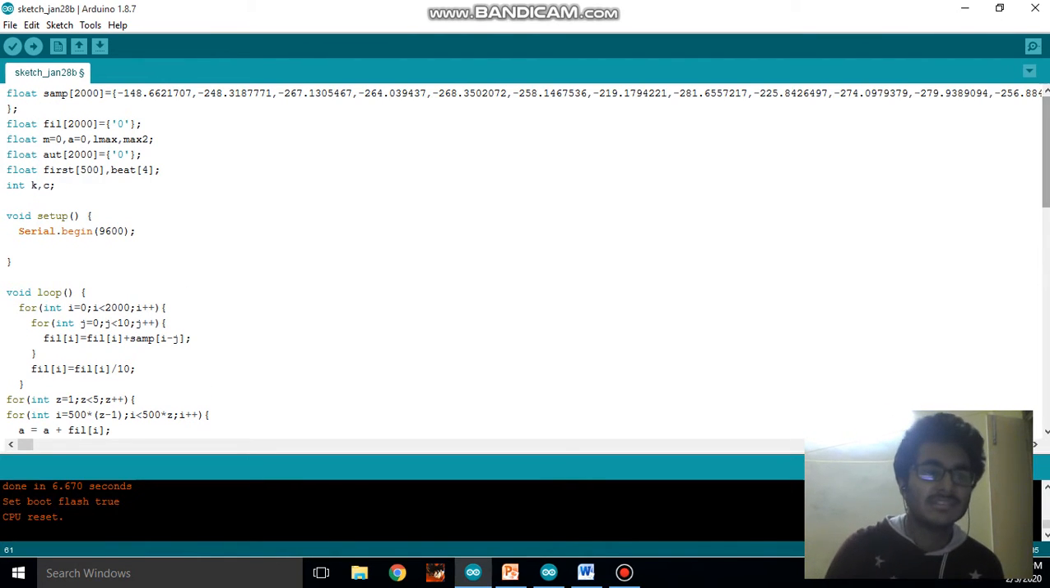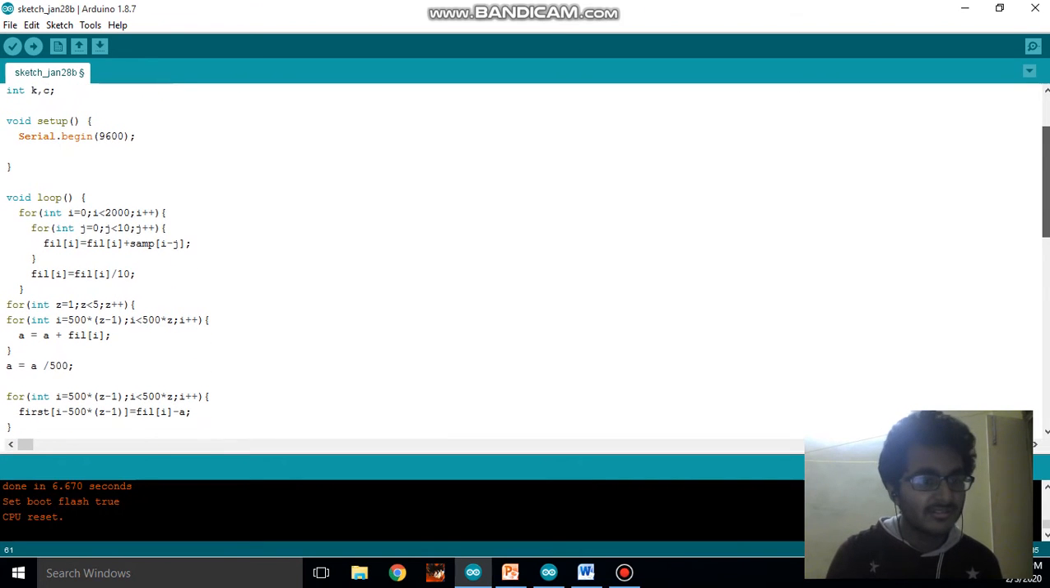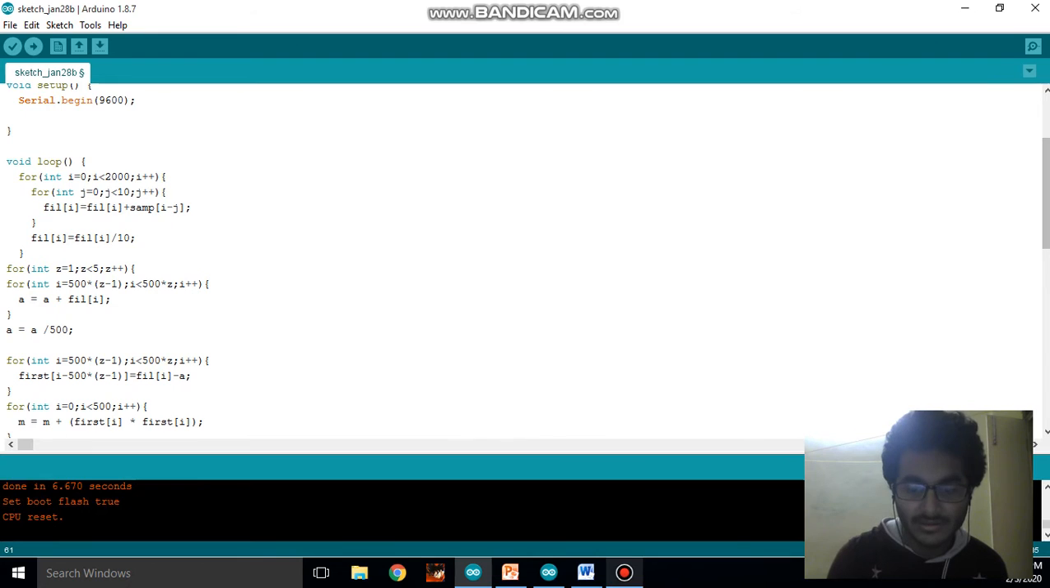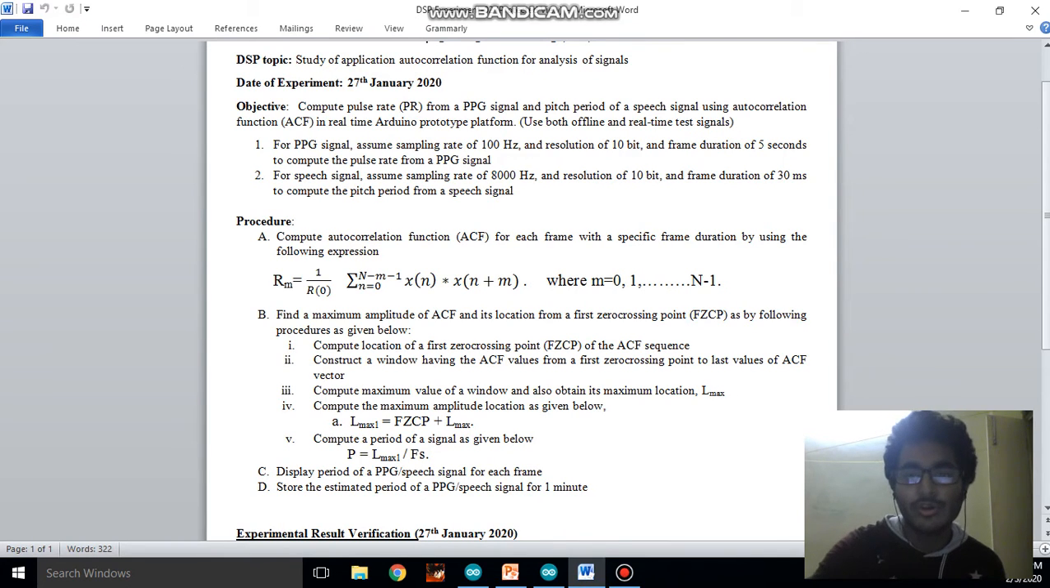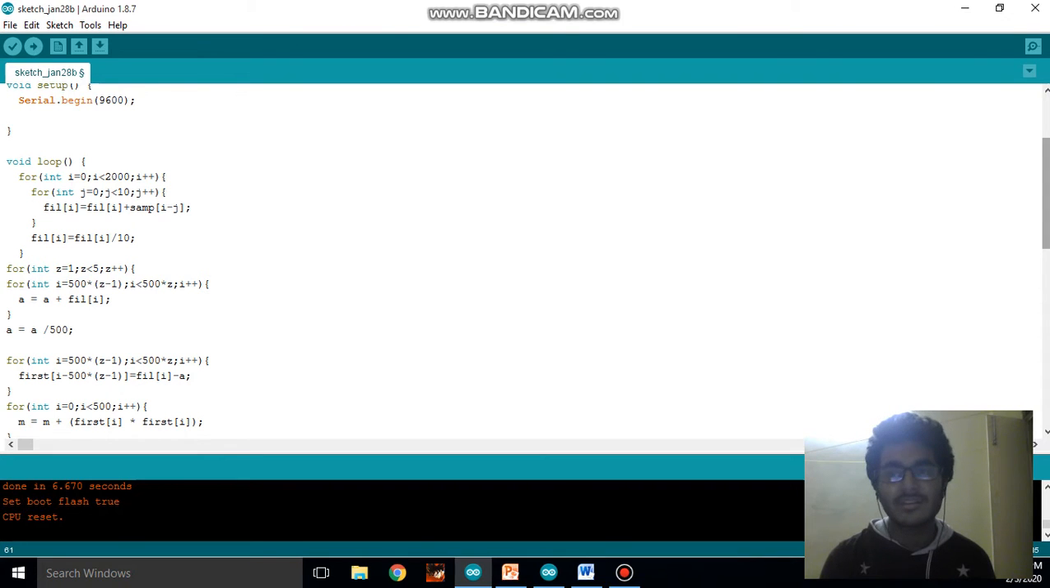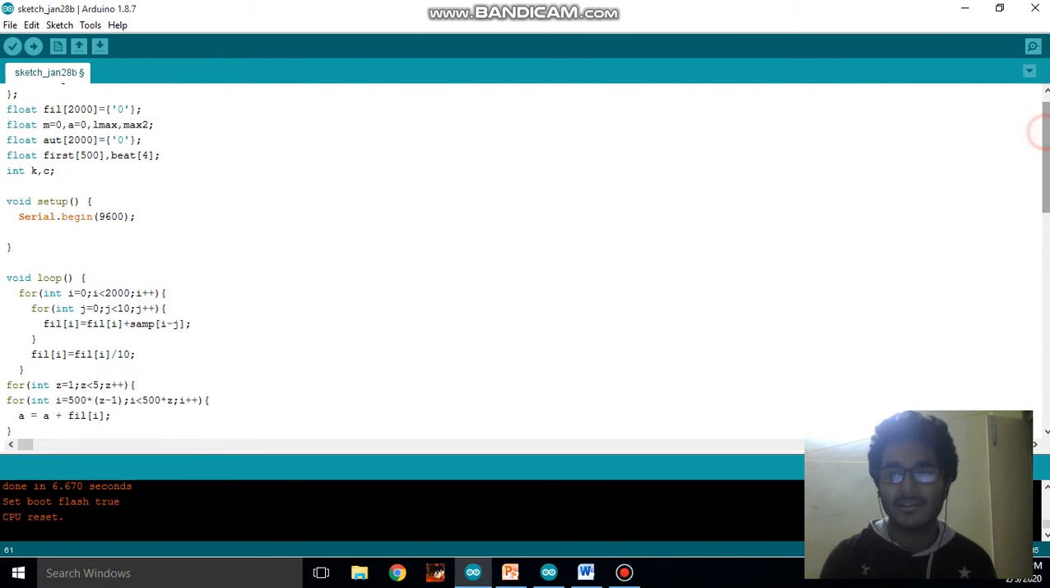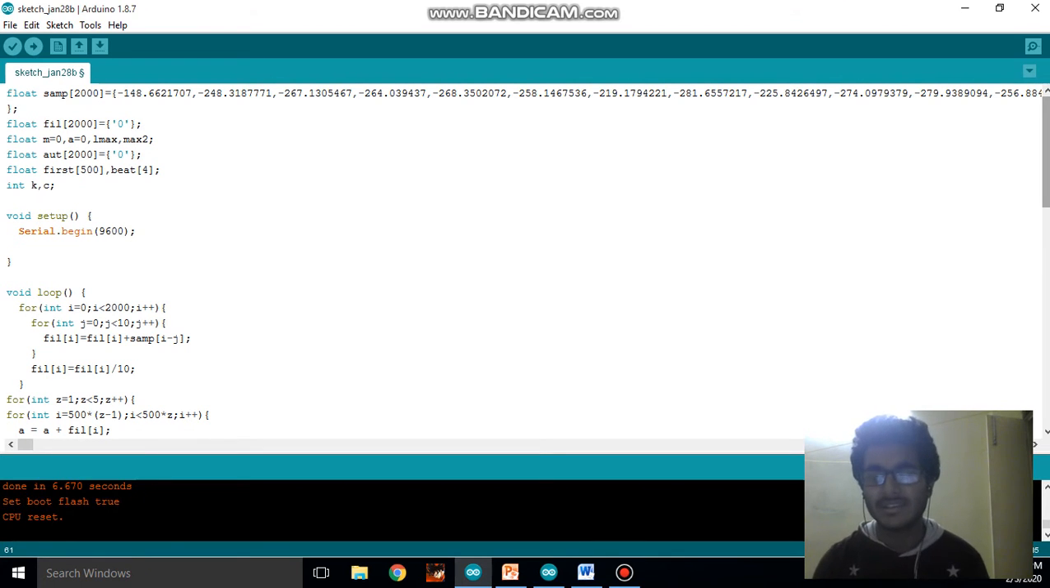This is the PPG signal sample, and here are some initialized elements. In the loop, firstly we ran the MA filter, and afterwards it is asked to work in a frame duration of 5 seconds. The given signal consists of 2000 samples, and the sampling frequency is 100 Hz. So 100 samples take 1 second, and 2000 samples take 20 seconds. It means for 5 seconds we need 500 samples to take as one frame.